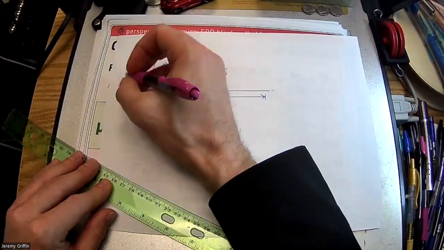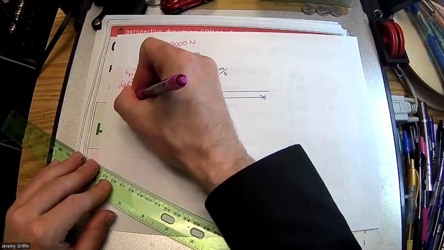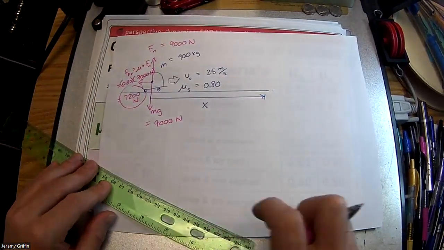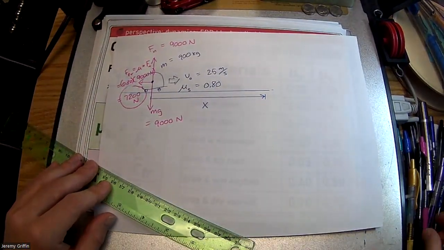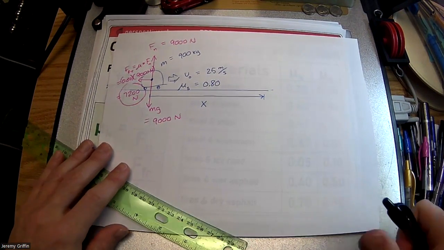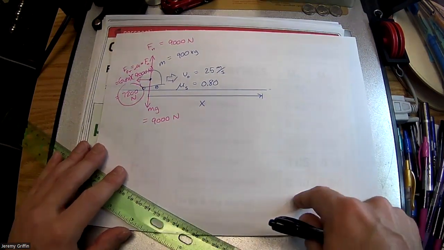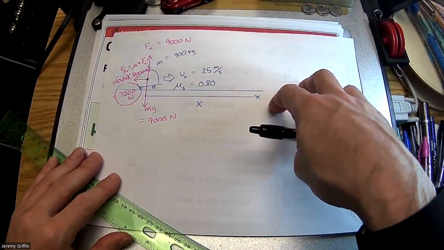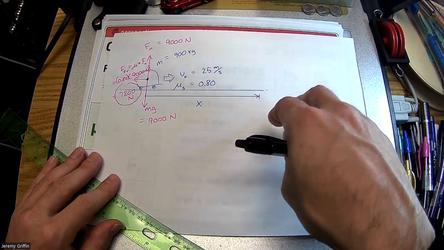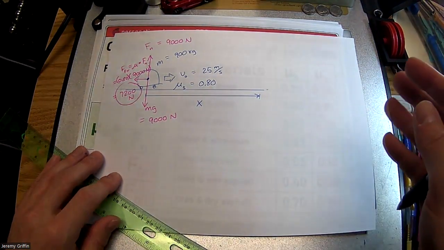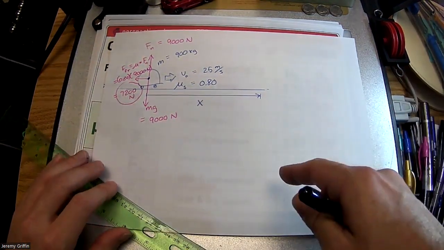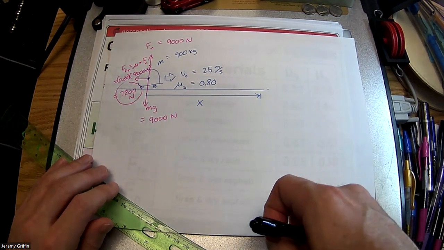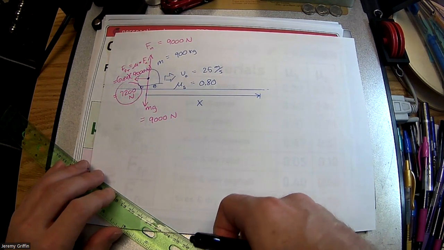8 times 9 is 72, so 7,200 newtons. That's going to be important. So, how do you figure out the distance? I'm about to be doing some math here. There's one number I gave you that's extraneous, that you don't need at all, that ends up canceling out. And there's another number you need that I didn't give you that's implied. What number technically cancels out that you don't need?